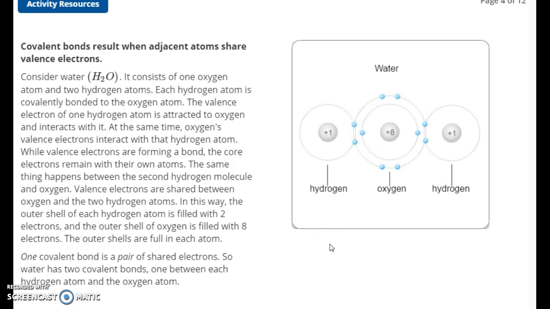One covalent bond is a pair of shared electrons. So you have to have one from each because we're sharing, right? Oxygen has to share one, hydrogen has to share one, and that's one bond. A bond consists of a pair of electrons. So water has a total of 2 covalent bonds, one between this hydrogen and the oxygen, one between that hydrogen and the oxygen.